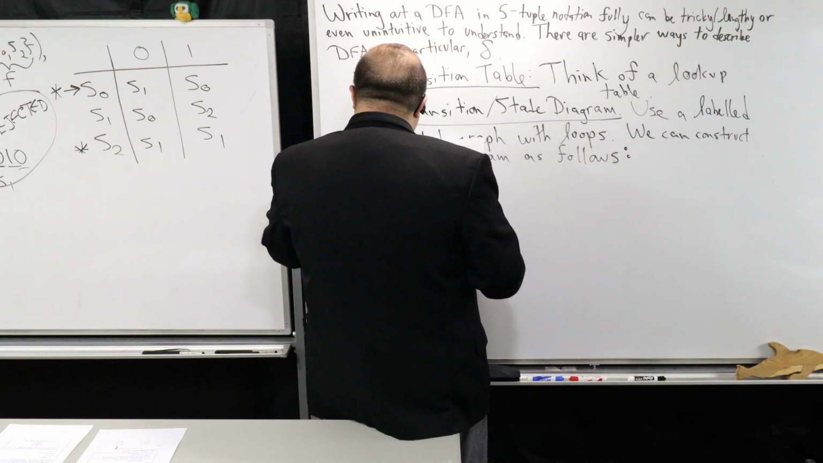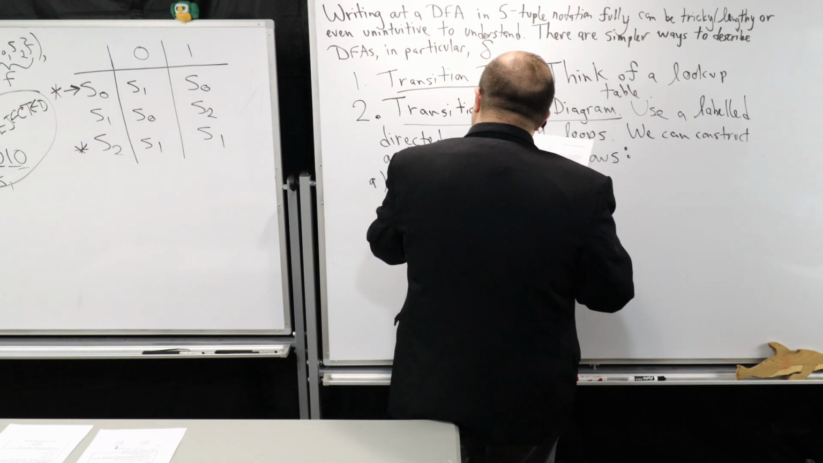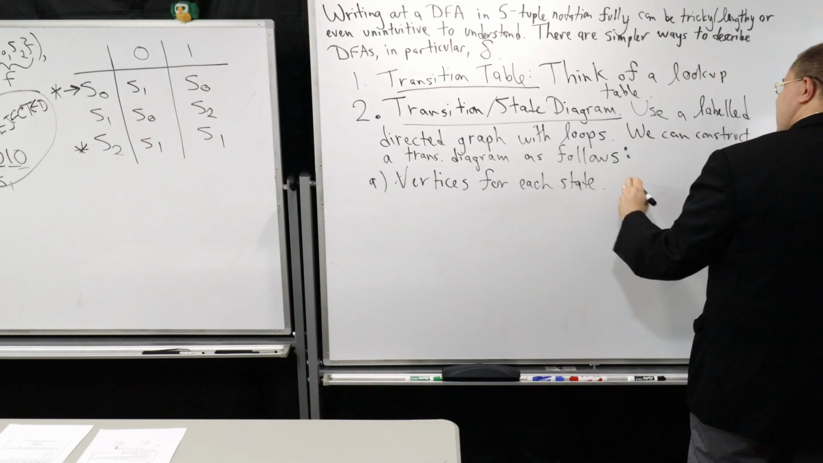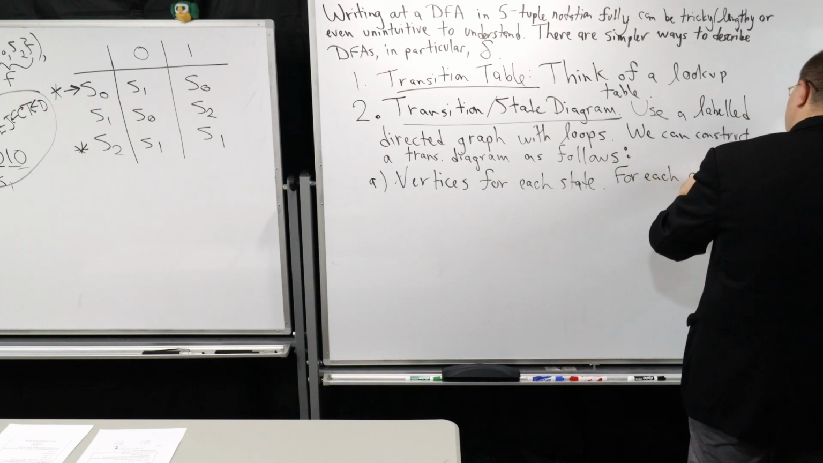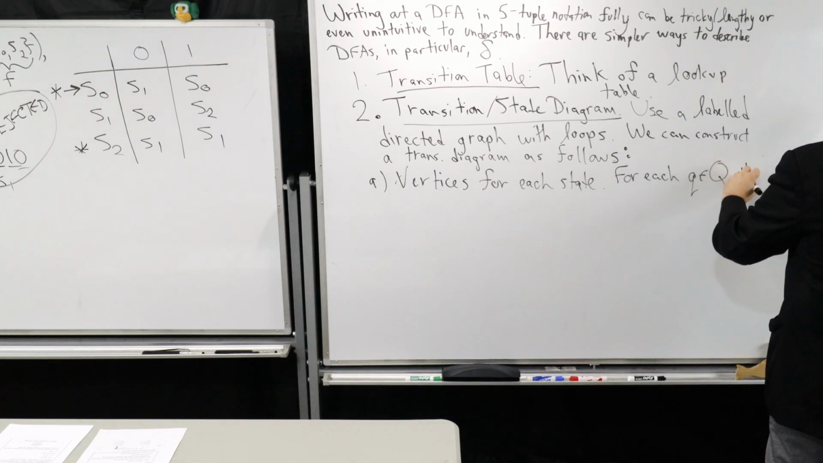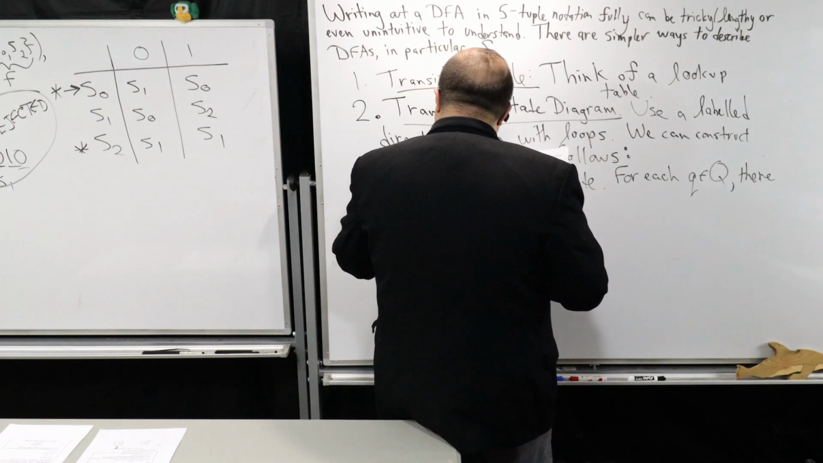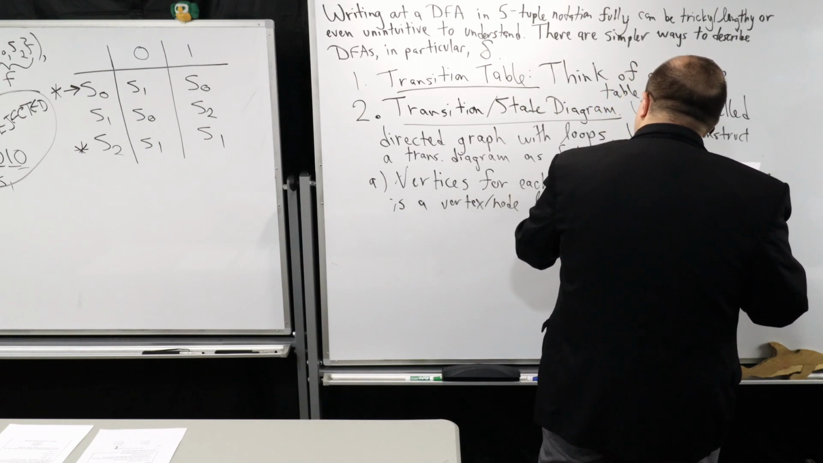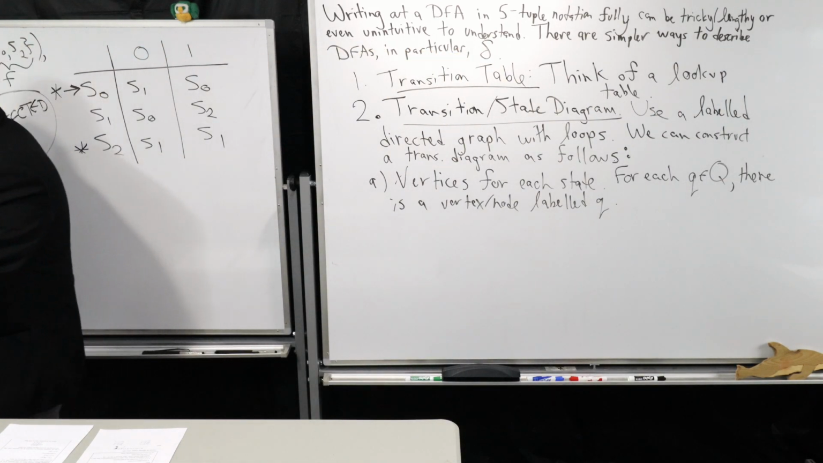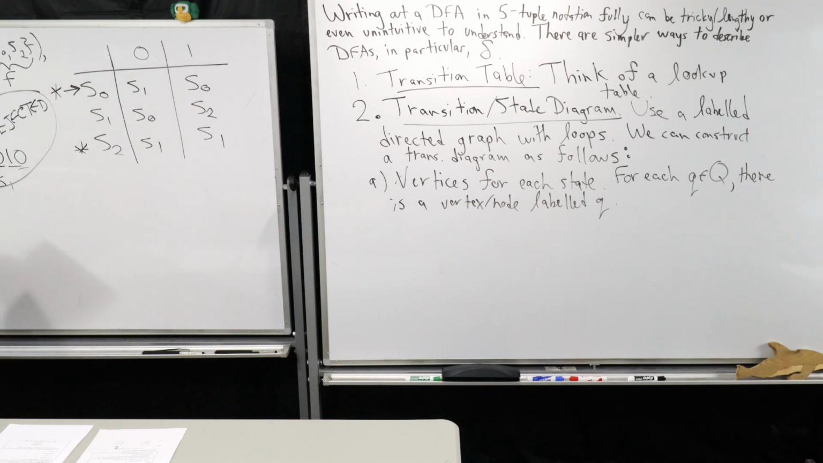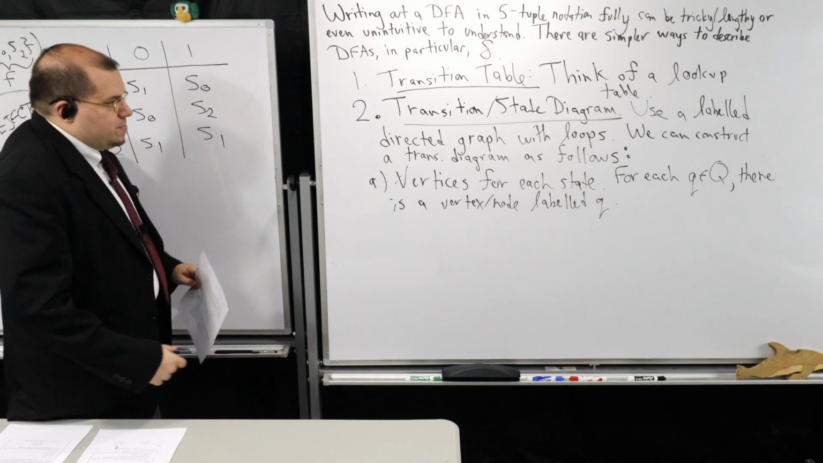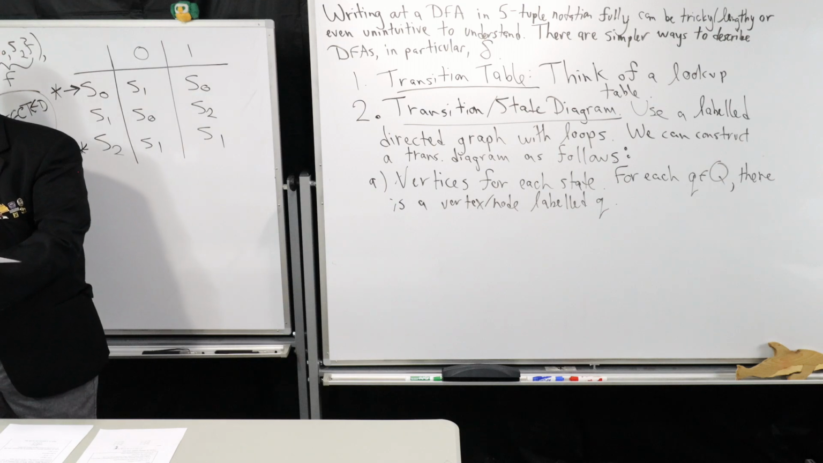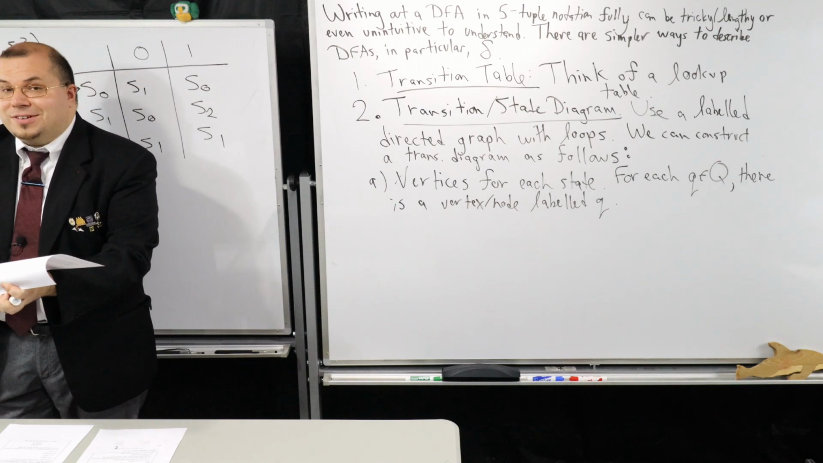Okay. So first, we're going to need vertices for each state. That means that for each Q in my set of states, there is a vertex or node labeled Q. So in my diagram, I'm going to have nodes or vertices, whatever you'd like to call them, and each one's going to be labeled by the state's name. For example, with my example over here, you'll remember that I have states called S0, S1, and S2. Those would be what I would label these vertices or nodes.